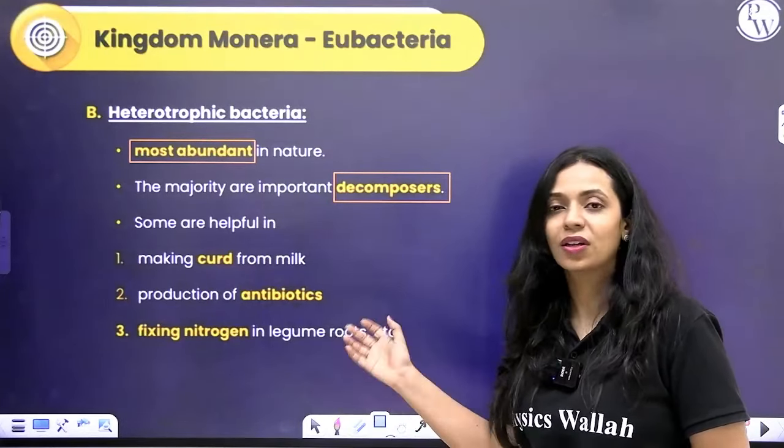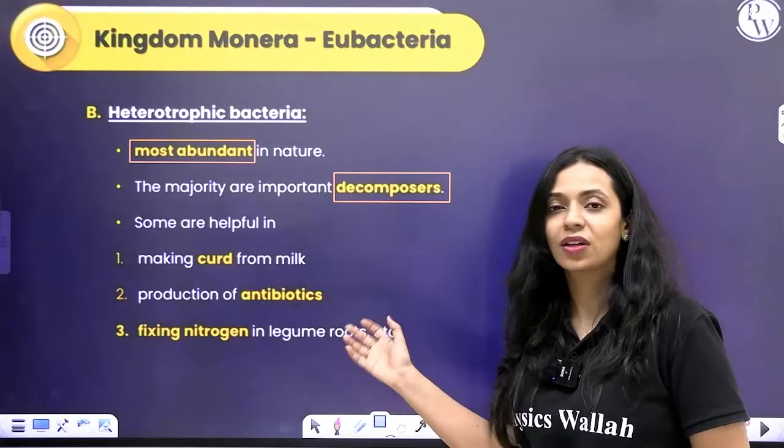Next, some of them cause diseases as well. Cholera, typhoid, tetanus, citrus canker in plants. All of these diseases are caused by pathogenic bacteria. So there are good bacteria and there are bad bacteria as well.